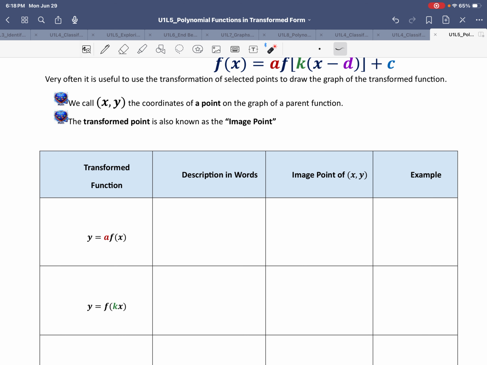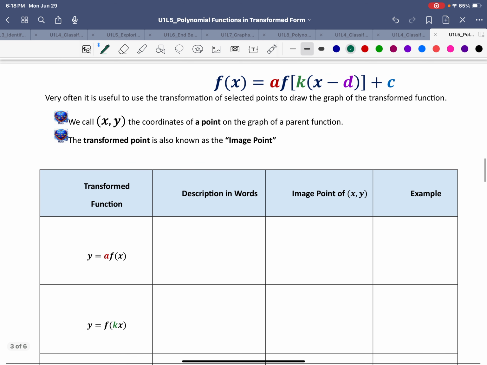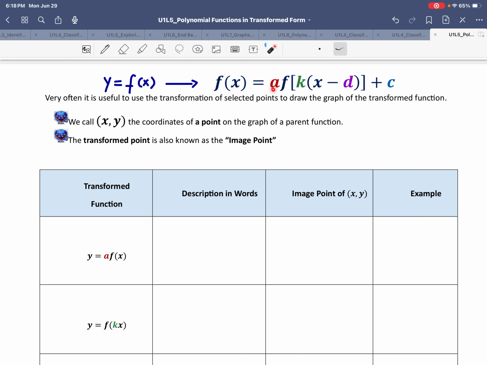Now let's begin by recalling that when a parent function of the form y equals f of x undergoes multiple transformations, its equation can be written in general form as a f(k(x minus d)) plus c. As you can see, f of x is now interacting with coefficients a, k, d, and c. And each and every one of these coefficients will affect the graph of the function in a unique way.